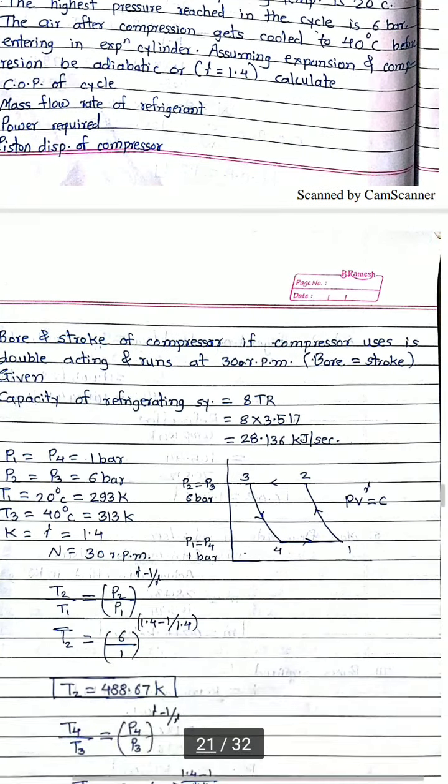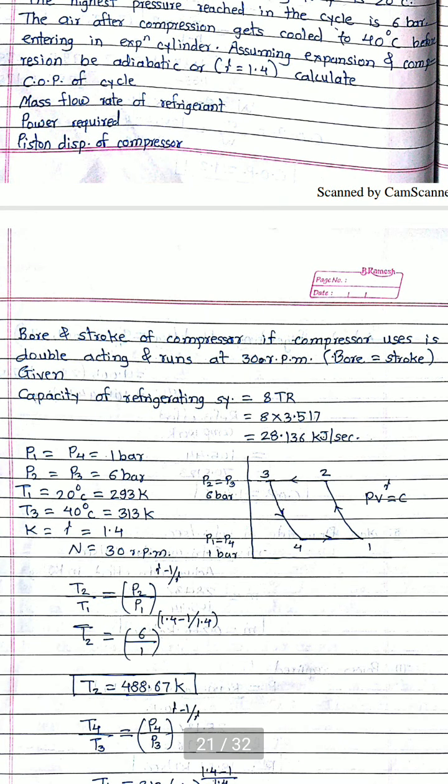First we will draw the PV diagram. 1 2 3 4. 1 to 2 compression, 2 to 3 heat rejection, 3 to 4 isentropic expansion, 4 to 1 constant pressure heat addition. Now P1 is given and T1 is given. P1 is equal to P4 is equal to 1 bar and P2 is equal to P3 is equal to 6 bar. Now the initial temperature T1 is equal to 20 degrees Celsius. So 20 plus 273 is equal to 293 Kelvin and the temperature entering the expander is 40 degrees Celsius, means 313 Kelvin, and the processes are adiabatic, means gamma is equal to 1.4.